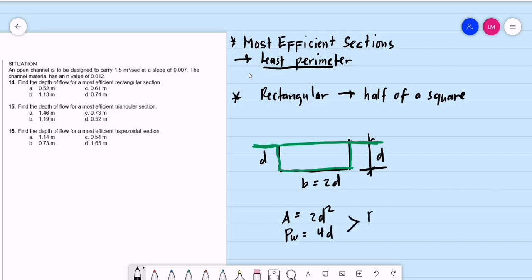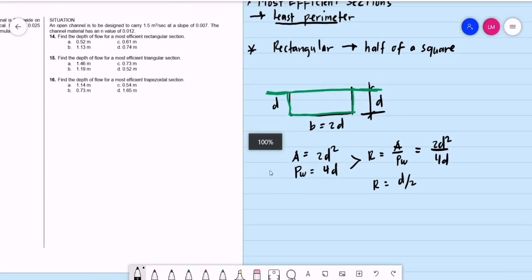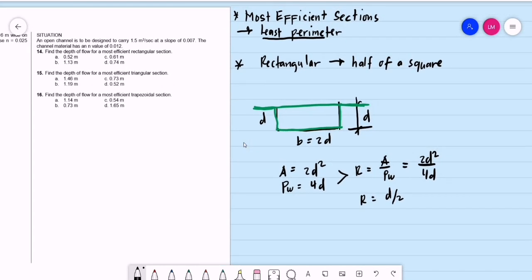The hydraulic radius for the most efficient rectangular section is the area divided by the wetted perimeter. Our area is 2D squared, divided by 4D. So we can simply conclude that the hydraulic radius for the most efficient rectangular section is simply the depth over 2.